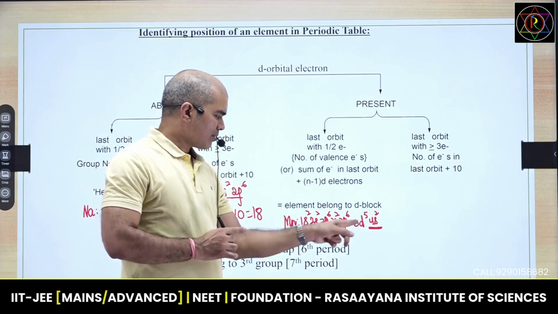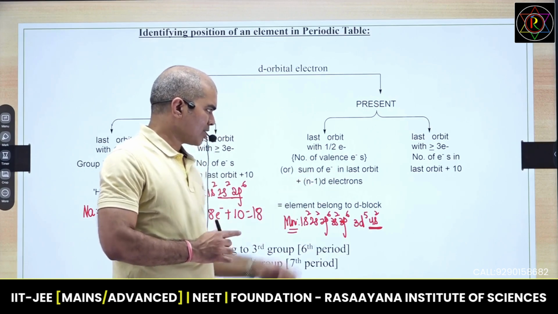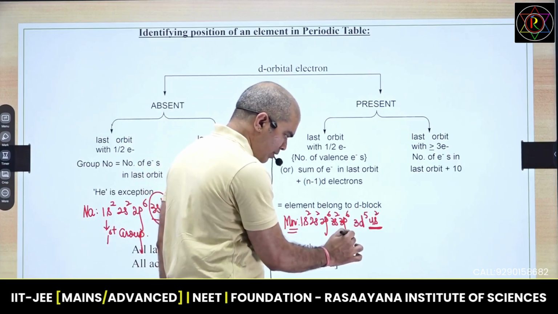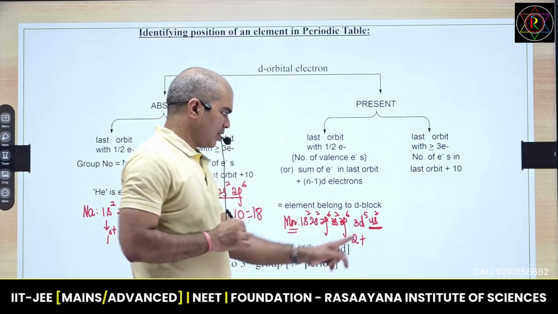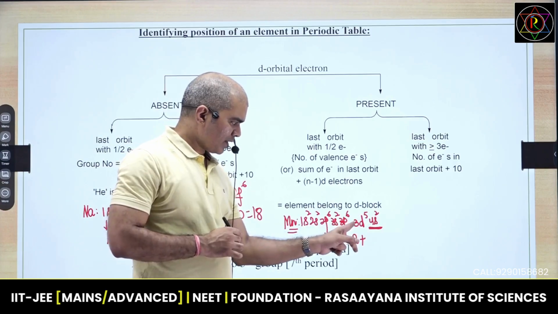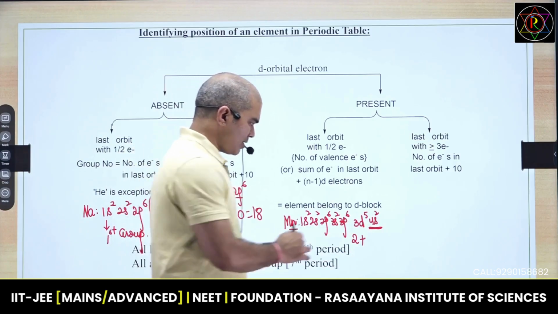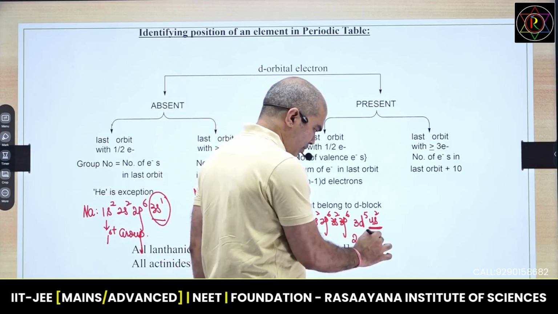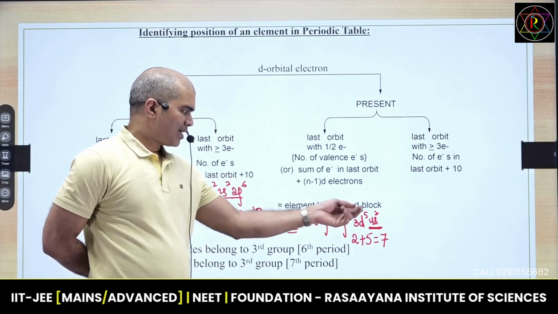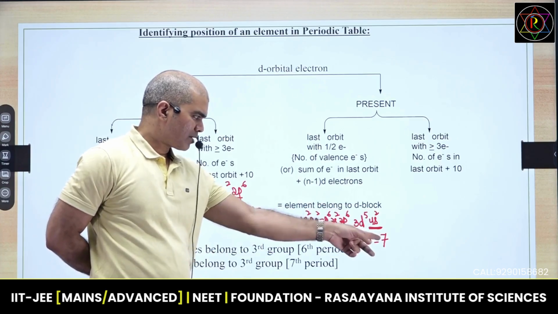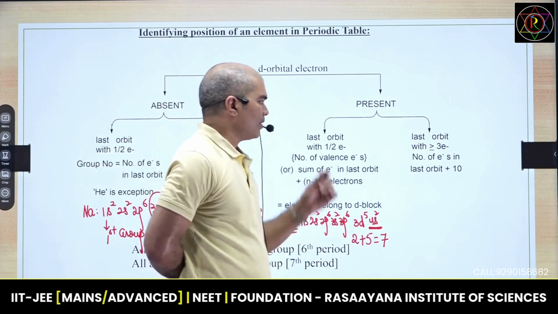Is it having d electrons? Yes, it is having d electrons. Then what is its group number? The sum of the electrons in the last orbit, which is 2, plus the number of n minus 1 d electrons. 4s is the last orbit. N minus 1 is 3d. 5 electrons are present in it. 2 plus 5 is 7. So manganese belongs to the 7th group. Suppose they give iron, 3d6 4s2, then 2 plus 6, iron belongs to the 8th group.